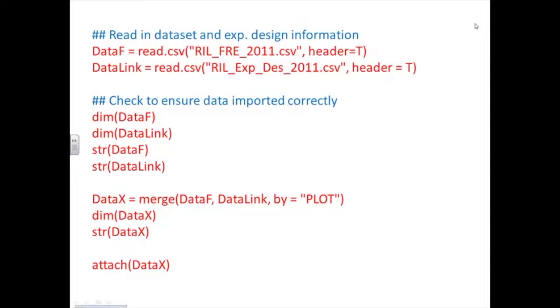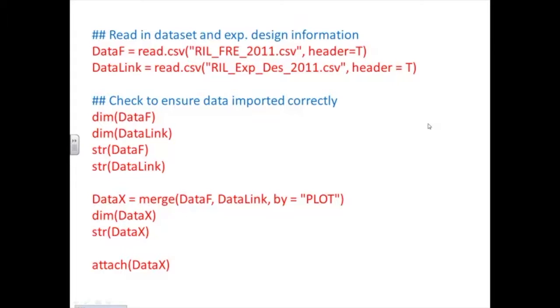So it's time to crank up R, if you haven't already done so. We can go ahead and read in the data. So notice that what I'm doing is I'm having you read in 2 separate files. One actually has the phenotypic data, and the other is the field book that has the experimental design information. Okay? And you can go ahead and check those to ensure that the data are imported correctly. Look at the dimensions and look at the structure. And then you can merge that data. And so I'm introducing you to the merge command here.